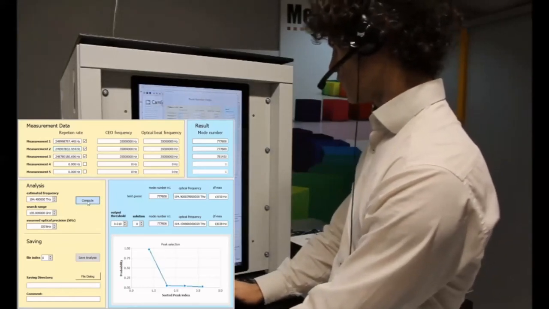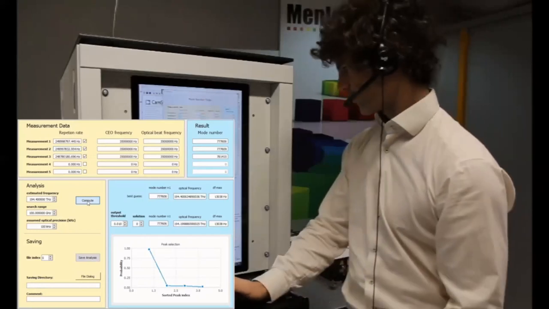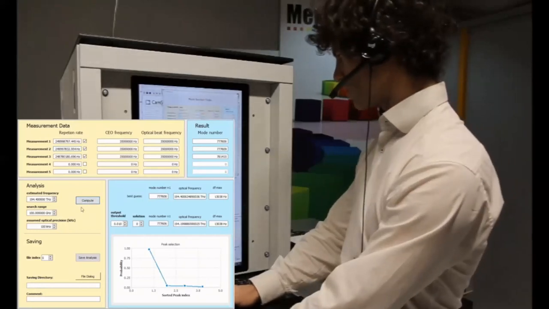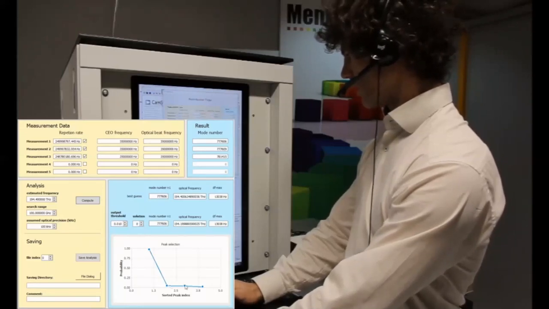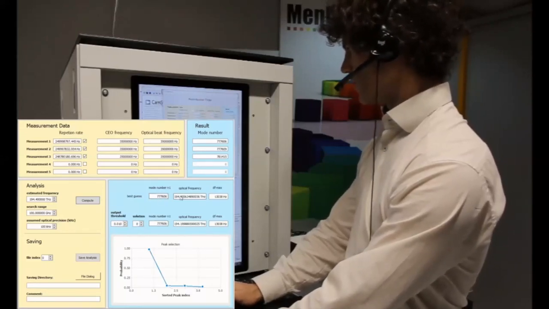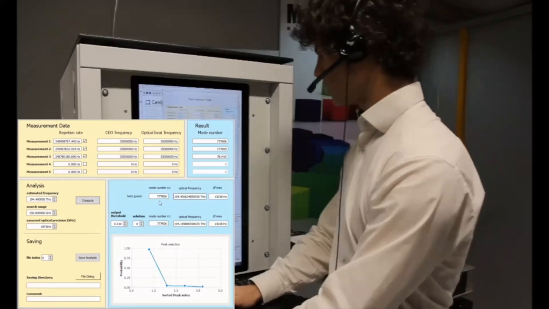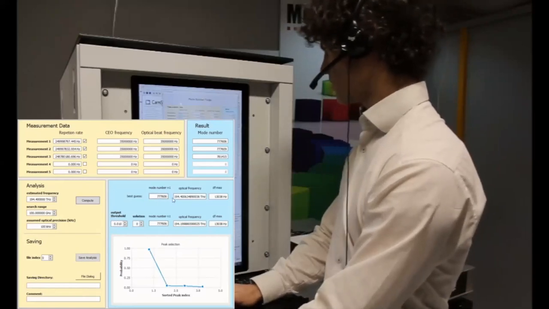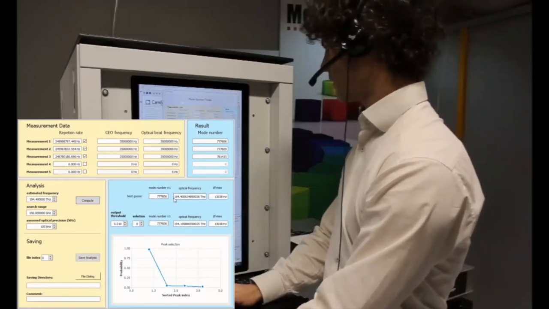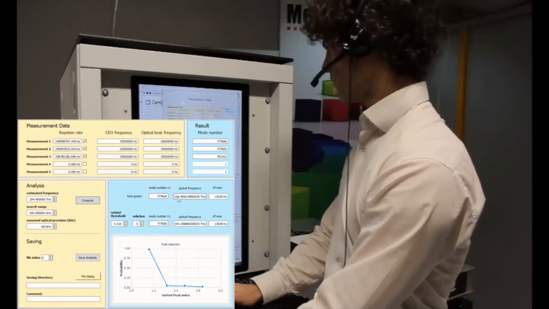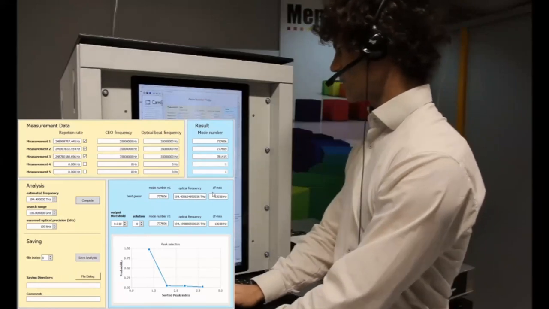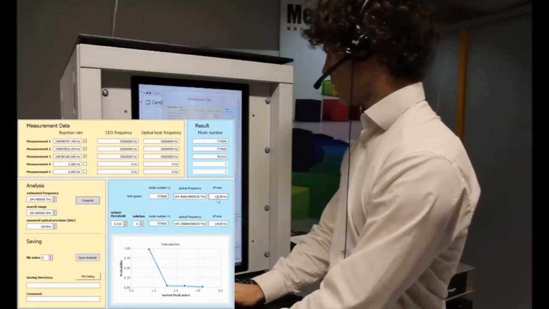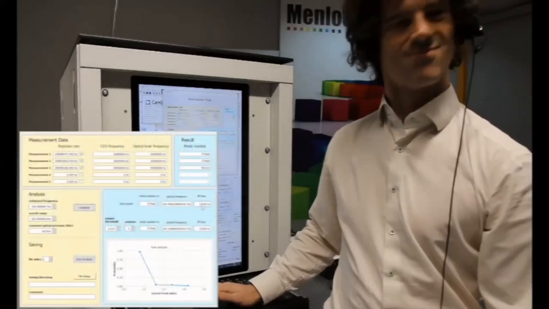We can press compute. And then we see we get different solutions. And you see the probability here is close to one. The others are at 1%. So here we can find out our mode number, 777606. And our optical frequency is 194.4 terahertz and so on. And here from the DF max, we know we have something like 13 kilohertz deviation.